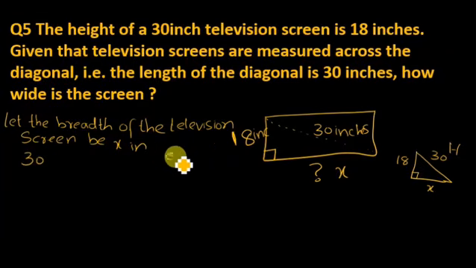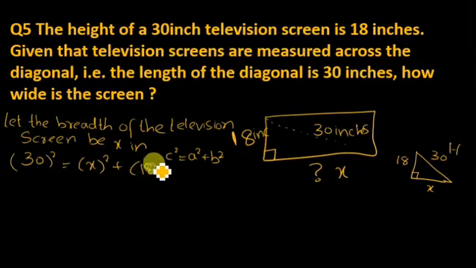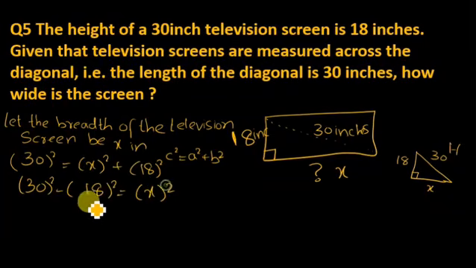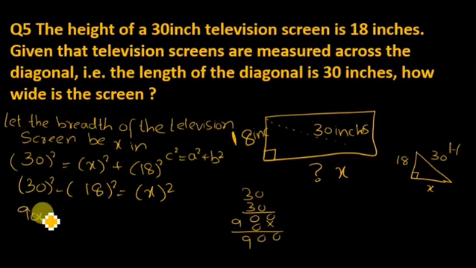What is the formula? c square is equal to a square plus b square. And the formula is 30 square is equal to x square plus 18 square. Okay, solve it. 30 square minus, converting the plus into a negative sign, is equal to x square minus 18 square. 30 square means 30 multiply 30. The answer is 900. 900 minus 18 into 18.